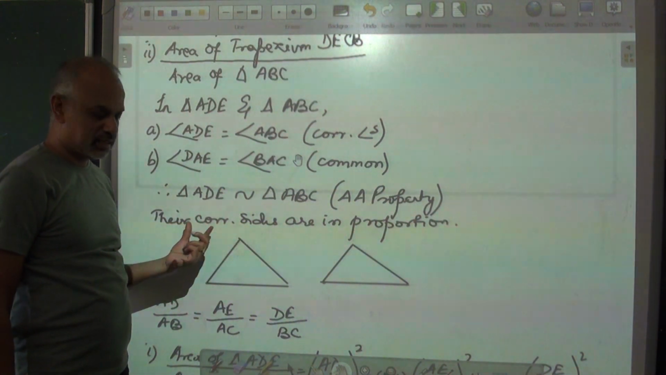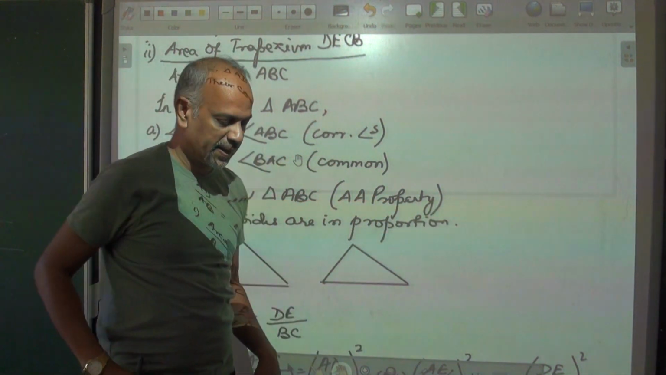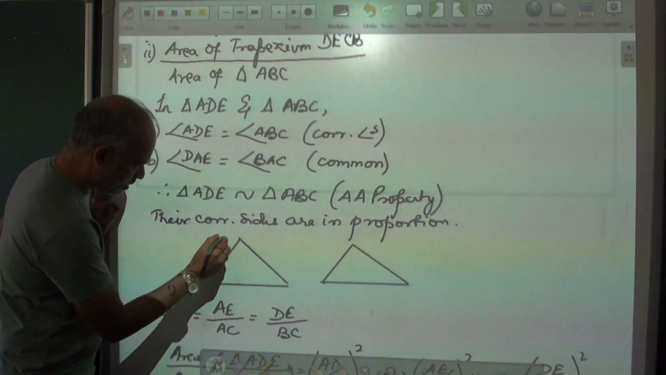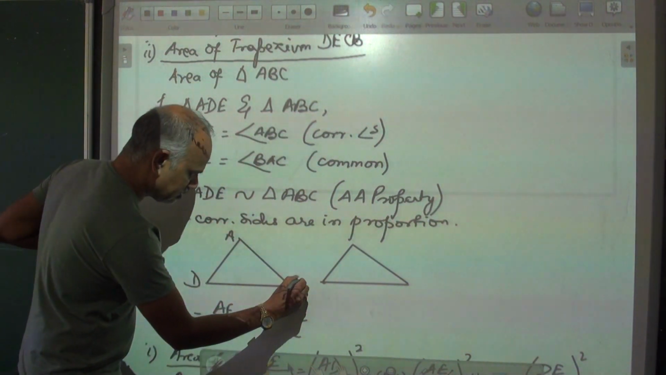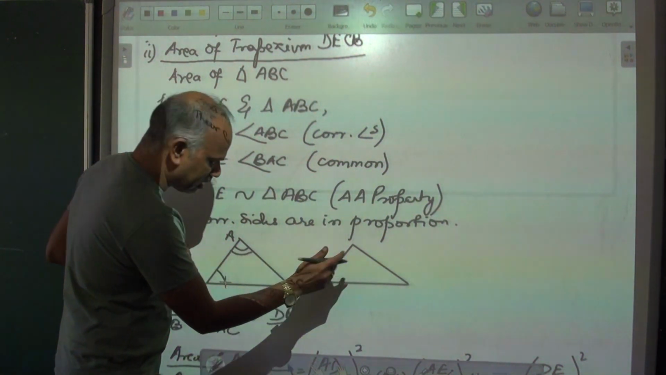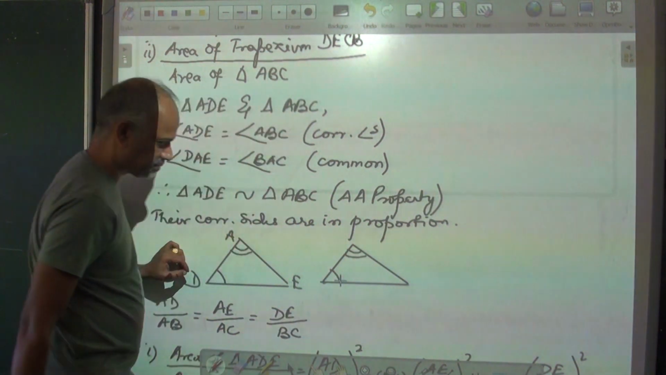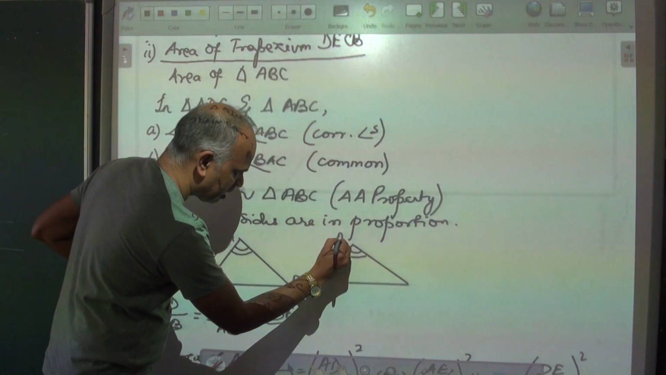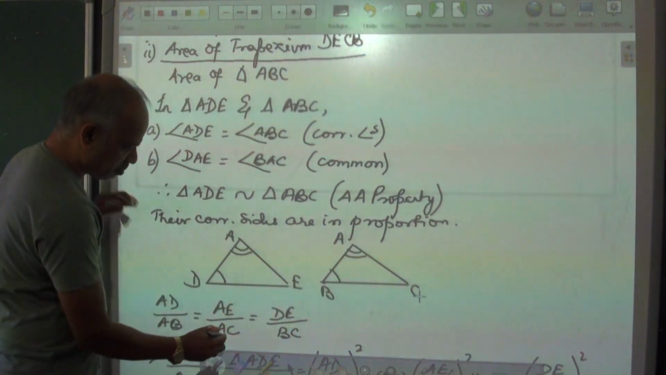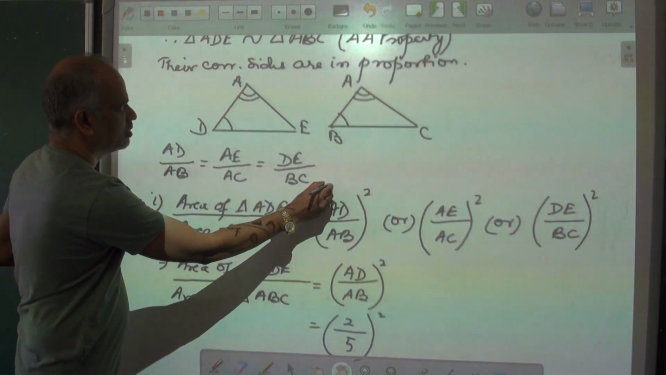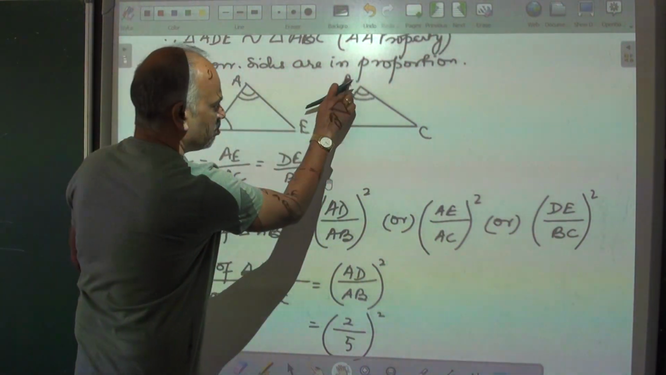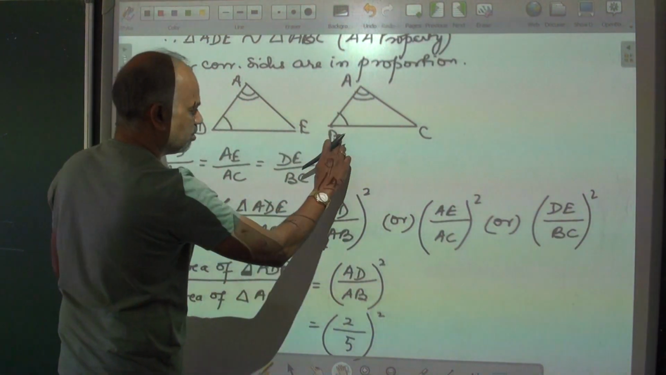The two triangles are similar, therefore their corresponding sides are in proportion. So what I have done is I have drawn both the triangles separately. I have named the first one ADE. A was marked with a double arc, D with a single arc. Do the same angle marking here, a double arc here and a single arc here. For the bigger one, this is A, this is B, and that's C. Their corresponding sides are in proportion, so write the proportionality. AD by AB is equal to AE by AC is equal to DE by BC.